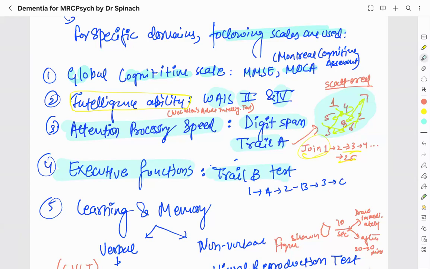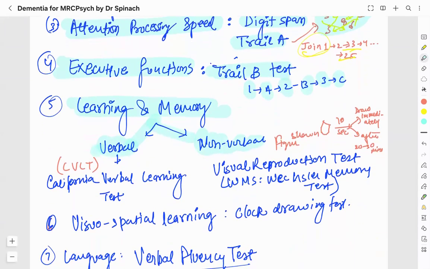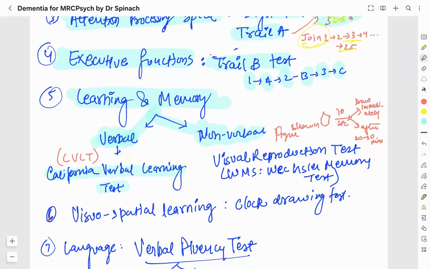So, connecting one, then A, two, then B, three, and C, which is also a test that's given in the MOCA. Then we have learning and memory. It could be verbal or non-verbal learning and memory. For verbal, we use the California Verbal Learning Test. For non-verbal, we use the Visual Reproduction Test.